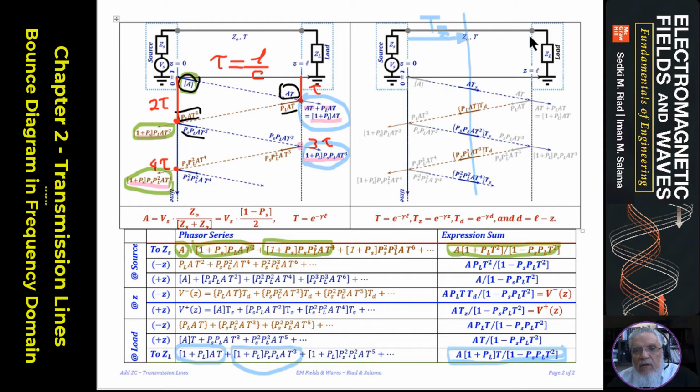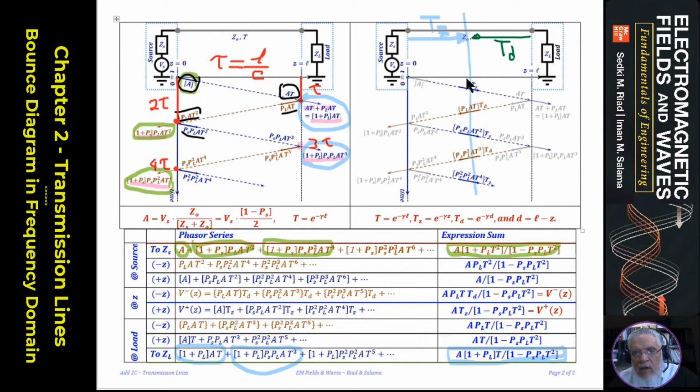If I want to look at the signal coming back this way, the propagation this way will be T sub d, which is e to the minus gamma d. So I can simply take this expression here multiplied by T sub z to get that. I take this expression multiplied by T sub d to get that. This expression here multiplied by T sub z. This expression here multiplied by T sub d. And so on and so forth.